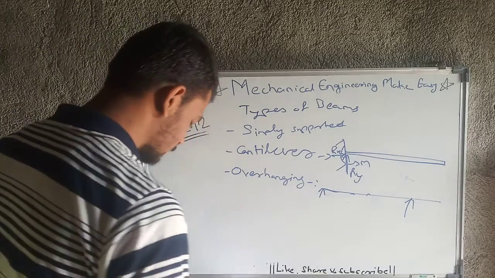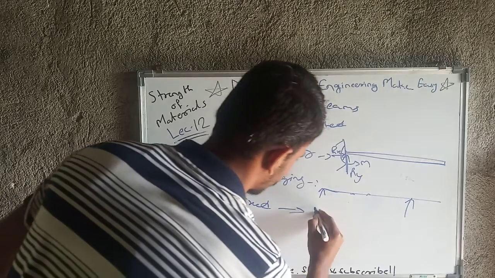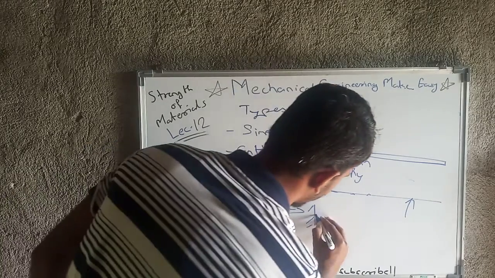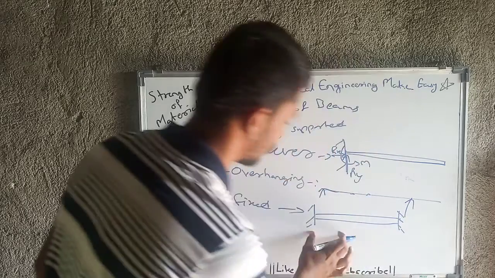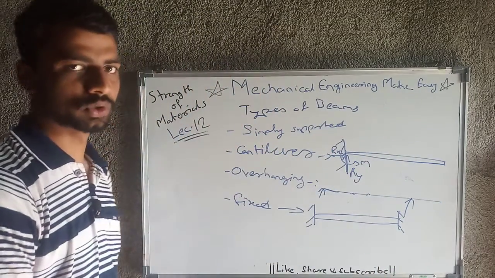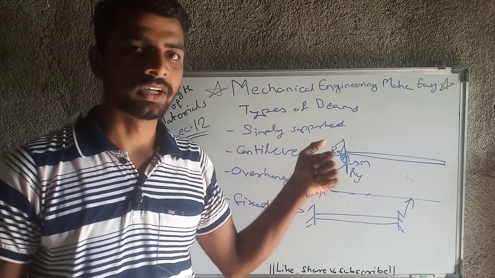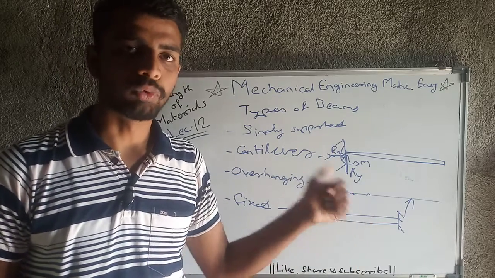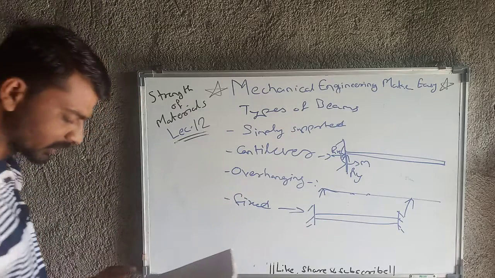Then next is the fixed beam. Fixed beam means both ends of the beam are directly fixed. So at both ends there will be three reaction components, that is Rx, Ry and moment, on both ends. This is nothing but the case of a fixed beam.